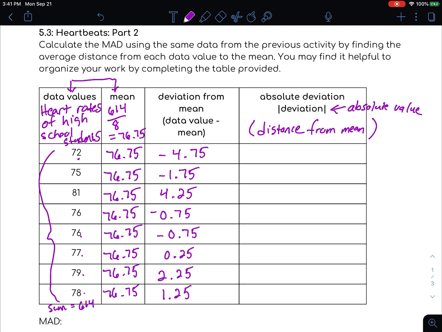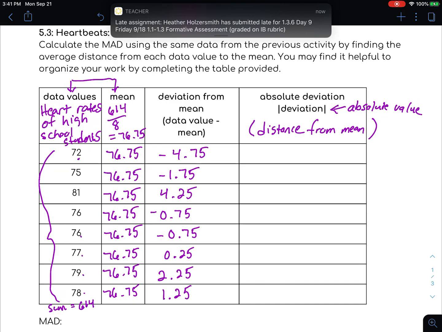If I want to know how far I am away from downtown Hopkins, I can calculate my distance, and it doesn't matter if I'm on the north side of Hopkins or the south side of Hopkins. It's always going to be a positive distance. There's not a positive distance and a negative distance away from Hopkins. So whenever we're talking about distance, we're talking about positive.